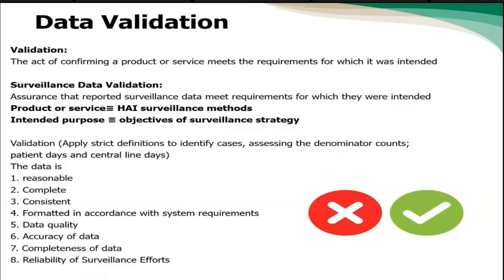Okay. Now let's start the data validation. What is data validation? Validation is an act of confirming that a product or a service meets the requirements for which it was intended or built. In the case of surveillance, data validation is the assurance that the reported surveillance data meets the requirements for which it was created. In this case, the product or service is HAI surveillance methods, and the intended purpose is the objectives of the surveillance strategy: to calculate the CLABSI rates and try to prevent it.